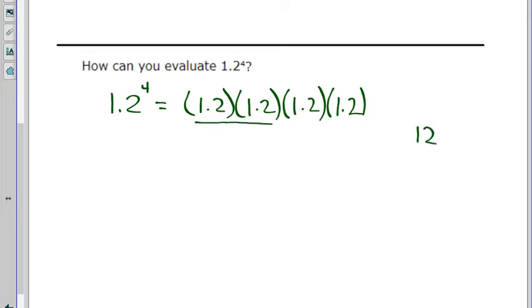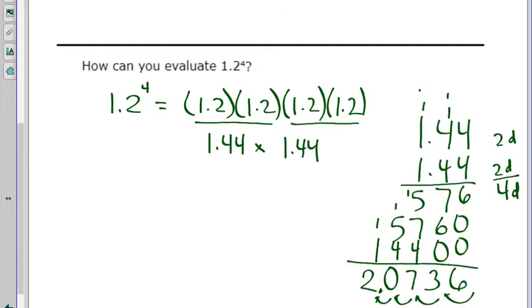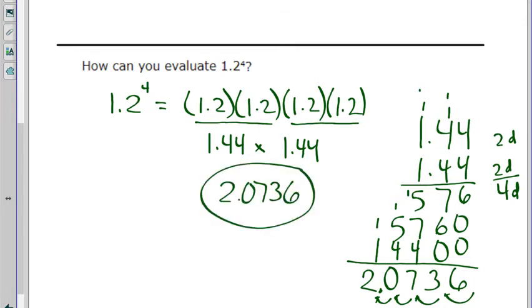Well, I know that 12 times 12 is 144. And then I have to move my decimal over 2 places, and I get 1 and 44 hundredths. And if I do the same over here, I'm going to have another 1 and 44 hundredths. If I multiply those together, I end up with 2 and 736 ten-thousandths. And that's how that's done.